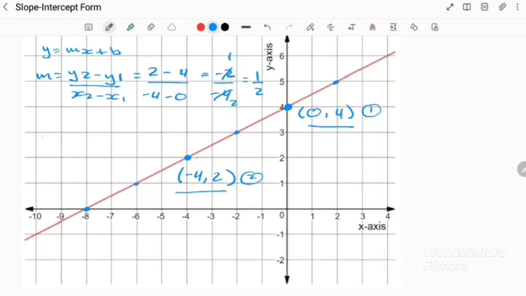Let's use point 1. So we have 4 is equal to, our m is a half, our x is 0, and we're trying to find b. So this is going to be 0, and our b is going to be equal to 4. So the equation of our line, now that we have m and b, is y is equal to, our m is a half, x, and our b is 4. This is the final answer.